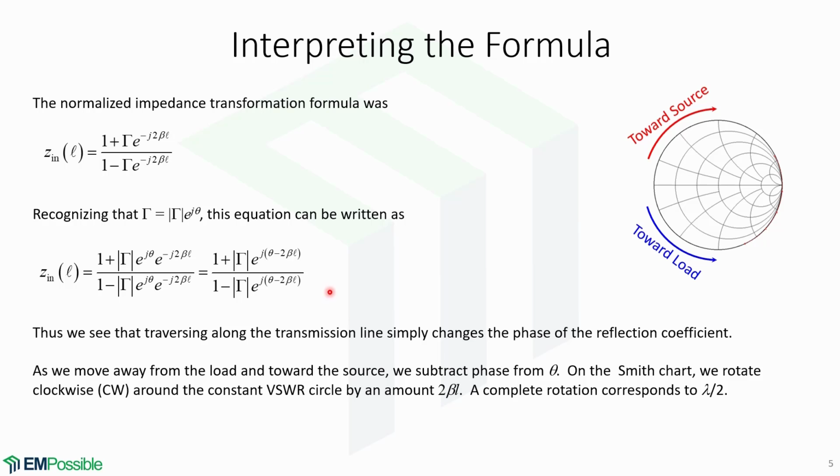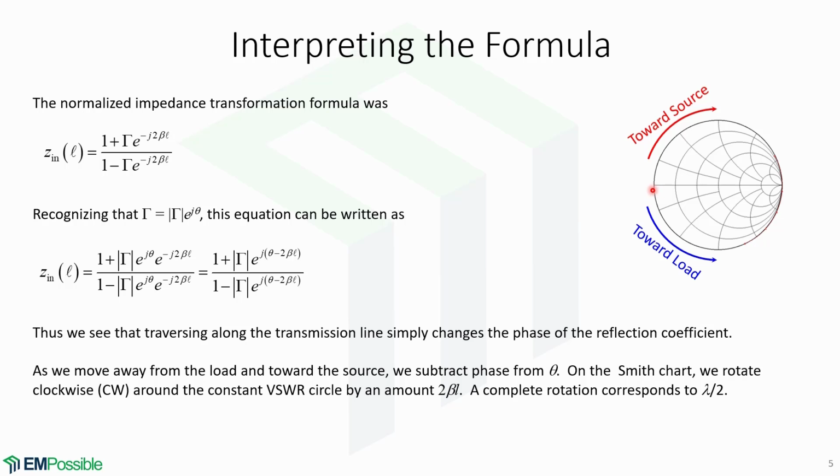This means that when we move along the transmission line, we are simply changing the phase of the reflection coefficient. As we move away from the load and towards the source, we must subtract phase from theta. On the Smith chart, we rotate clockwise. If we move away from the source and towards the load, we add phase to theta, and on the Smith chart, we rotate counterclockwise.